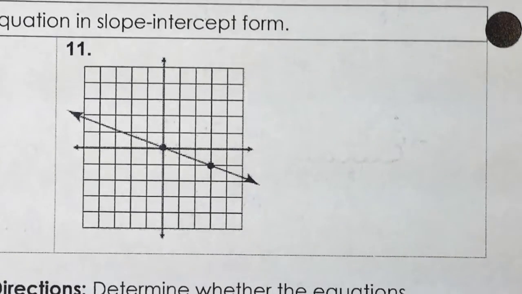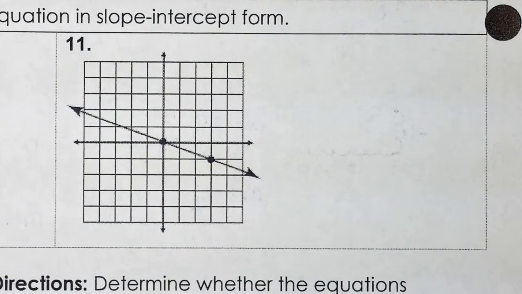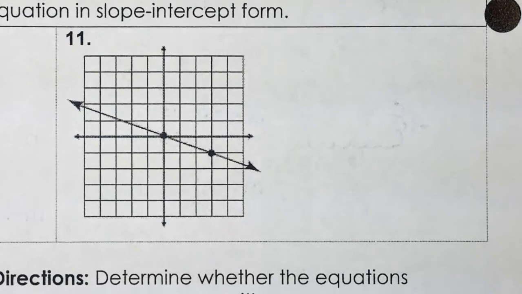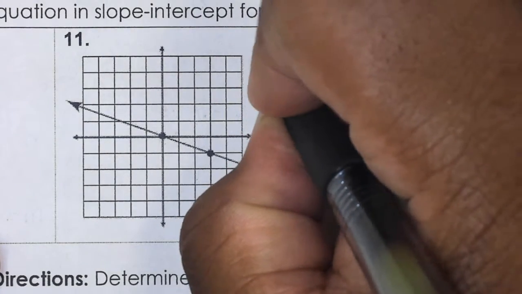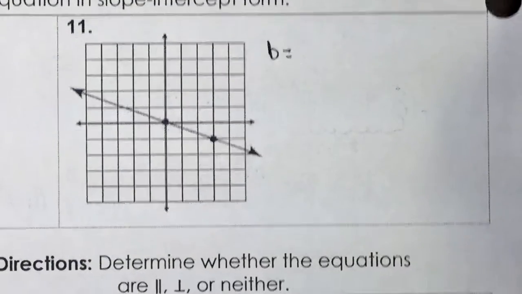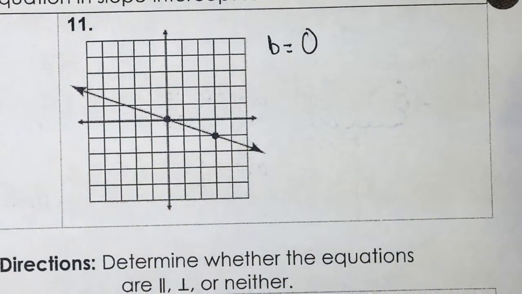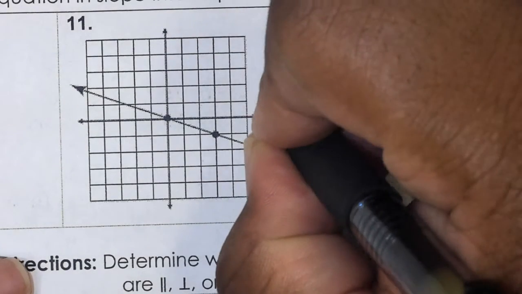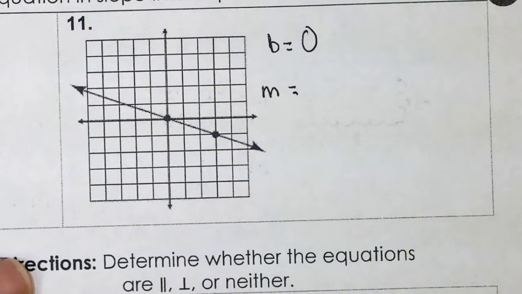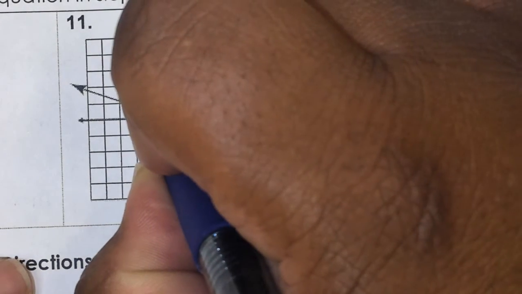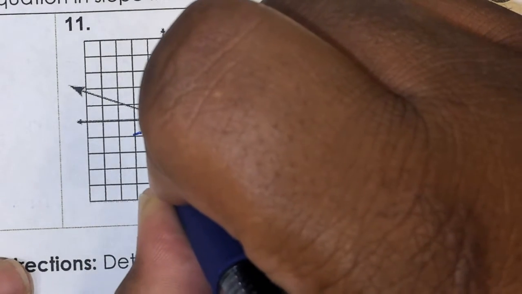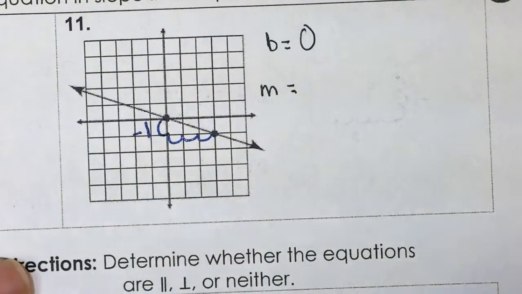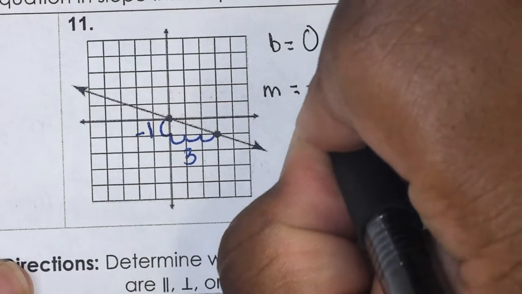Number 11. Intercept first. Ryan, where's my y-intercept? 0. Ryan, is my line positive or negative? Alright, so for my slope, my first move should be down. Down how many? 1. So that's a -1. And then to the right, how many? 1, 2, 3. So my slope is what? -1/3.